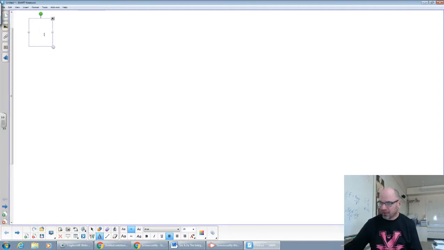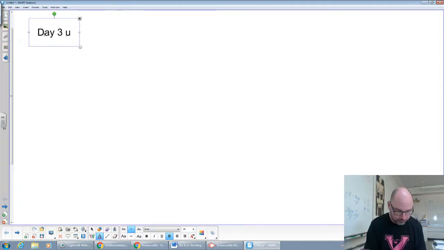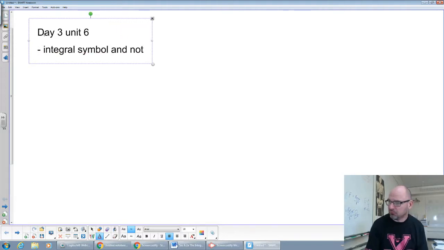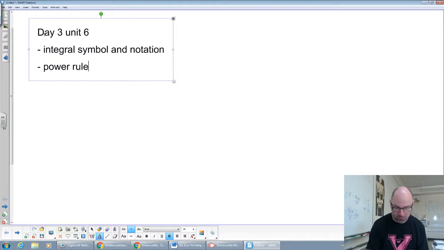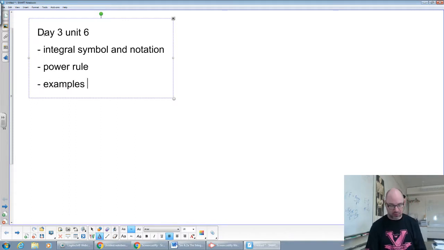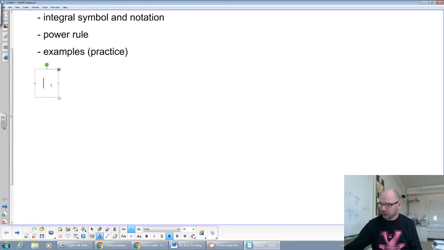Okay, so today's day 3, the last unit. And today we're going to be looking at the integration or integral symbol and notation. And then we will look at the power rule. We already know it, but we'll look at it again, and we'll do some examples. Okay, and then do some practice as well. Okay, so let's go ahead and look at starting with the integration symbol and notation.